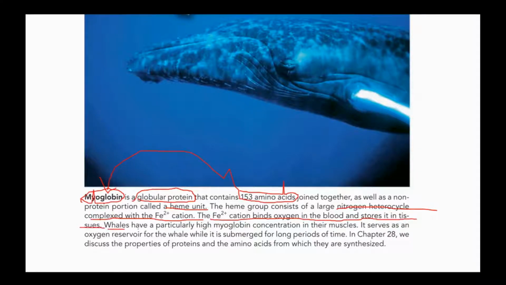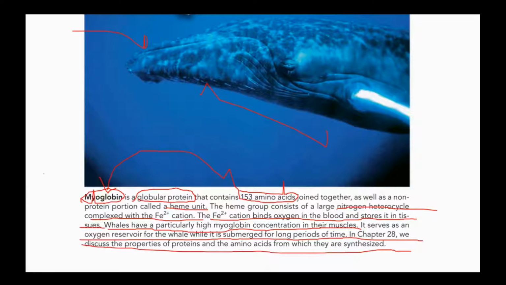tissues. Whales have a particularly high myoglobin concentration in the muscles. This is the picture of a whale. Okay, this is a whale. It serves as an oxygen reservoir for the whale while it is submerged for long periods of time. In chapter 28, we discuss these properties of proteins and the amino acids from which they are synthesized.